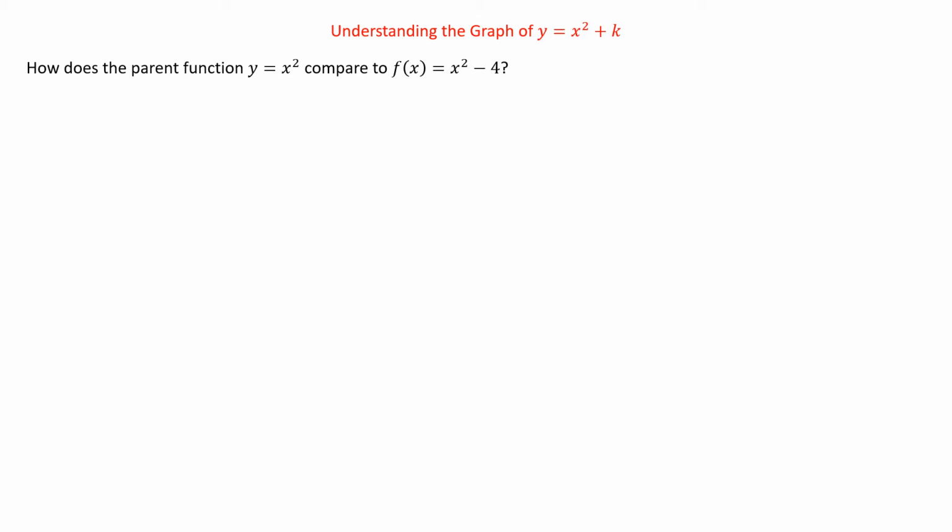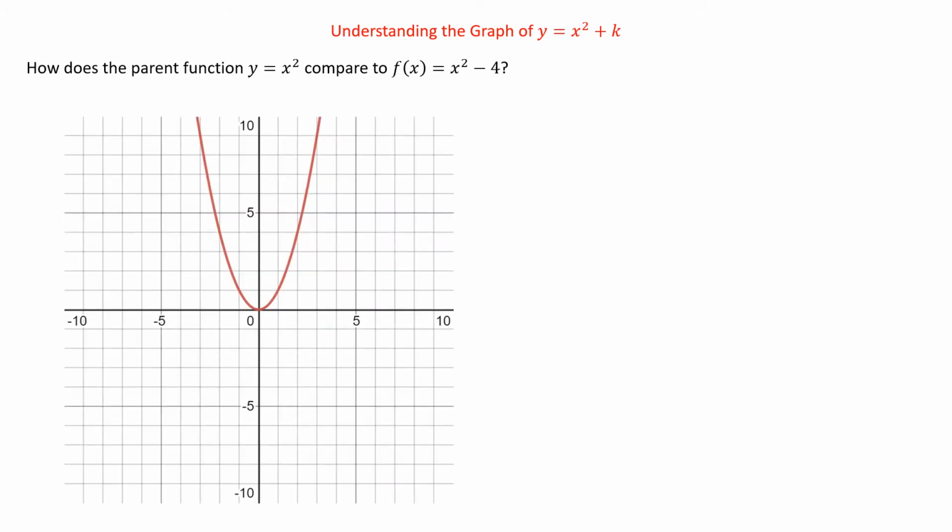So we have the parent function of a quadratic, just y equals x squared. Let's see what happens when we go y equals x squared minus 4. So we have that k, and we're going to make that k a negative 4. If we graph y equals x squared, notice we have our points: 0, 0; 1, 1; 2, 4; negative 1, 1; negative 2, 4. We could go up to 3, 9, and negative 3, 9.